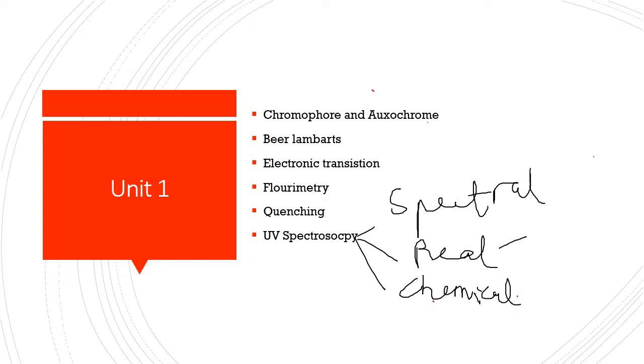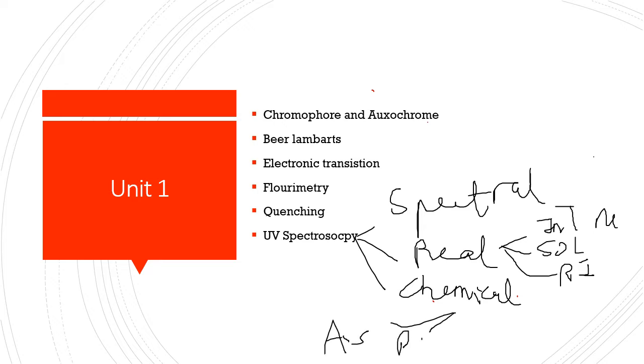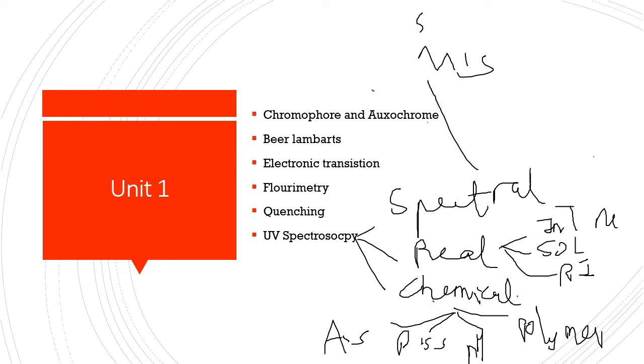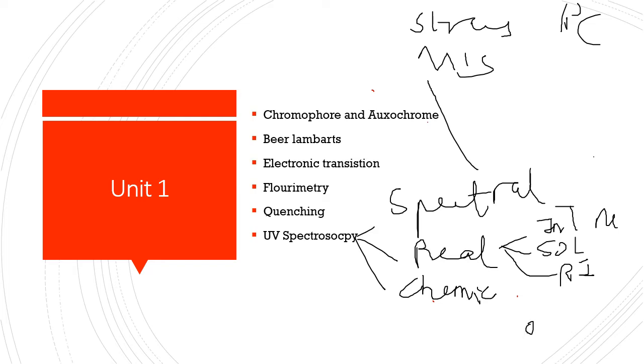In real, it can be either interaction with the neighboring molecules, speed of light, refractive index. In chemical, it can be either association, dissociation, pH, polymerization. In spectral or instrumental, you have mismatched cuvettes, stray radiations, polychromatic light. These are a few examples of the deviations, or the ways in which there would be deviations.